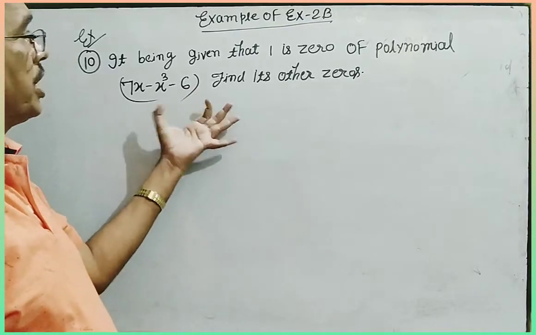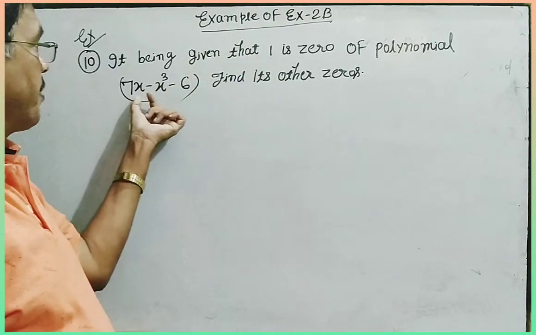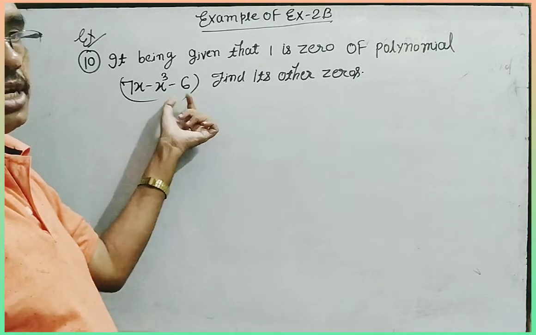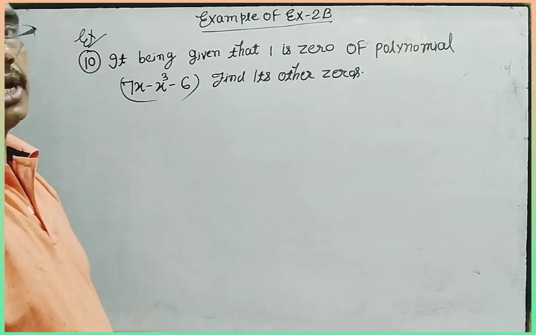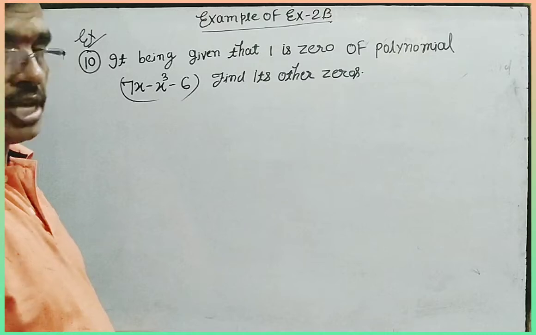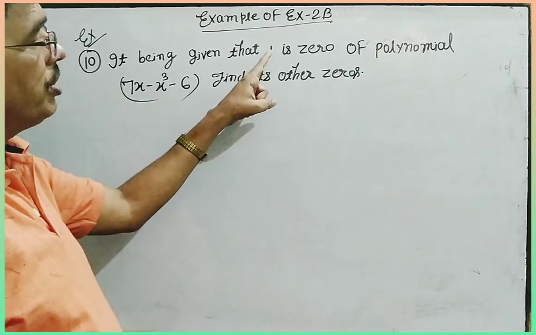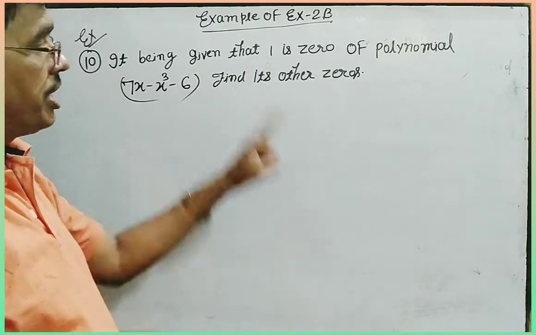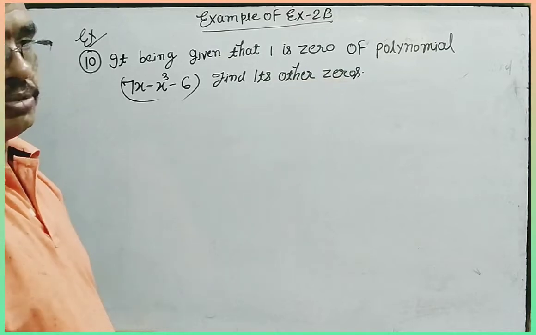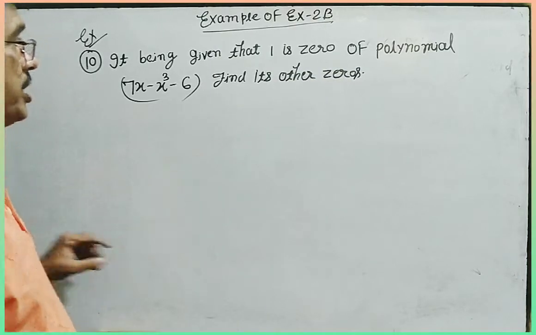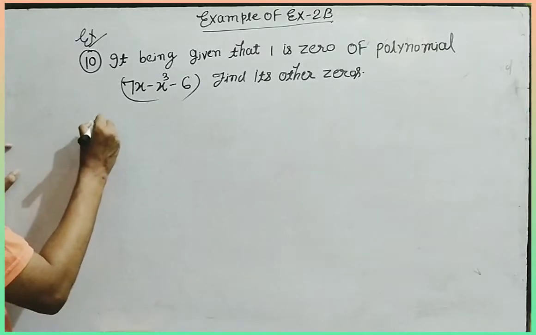So your first question is, the polynomial is 7x minus x cube minus 6. It is clear that it is cubic and the number of zeros in a cubic is 3. And you have been given one zero, and that is 1. It is given and you have to find the other zeros. So it is solved by this method, that is the solution.